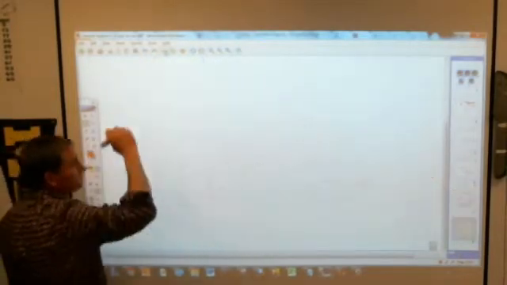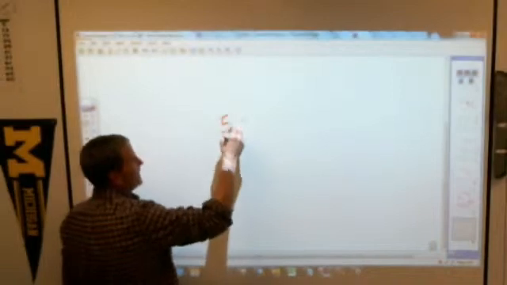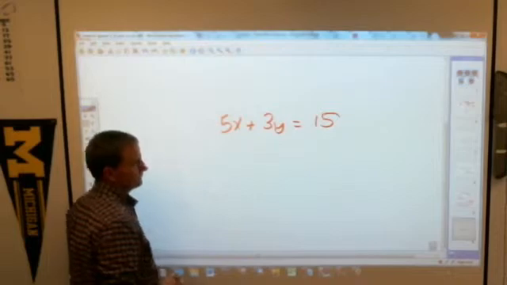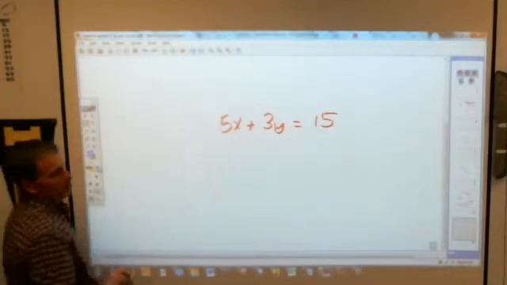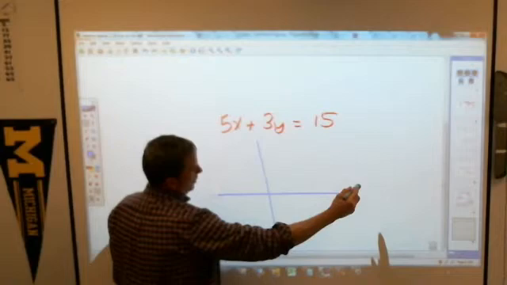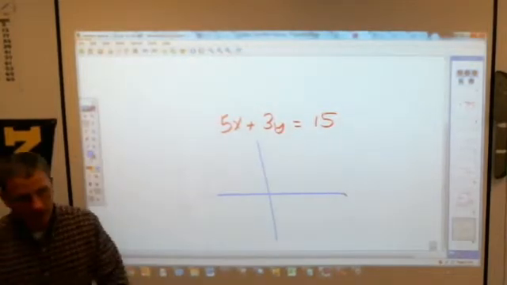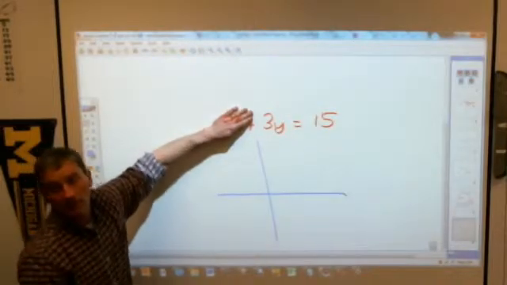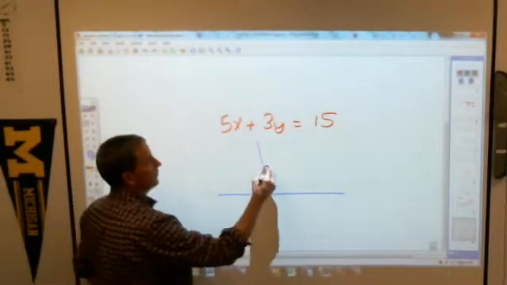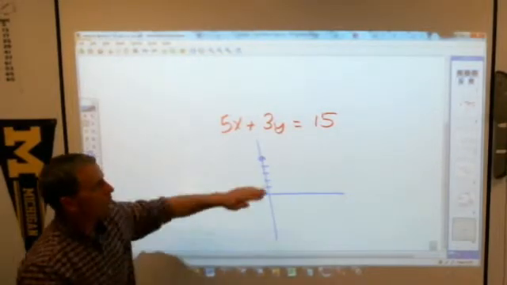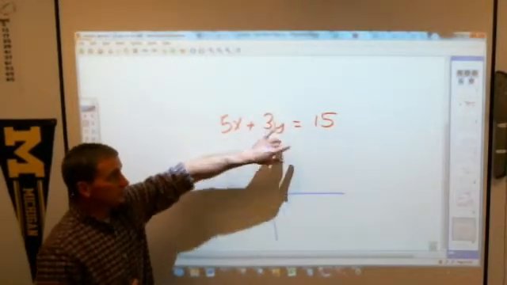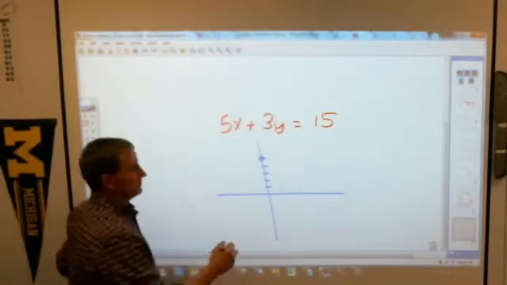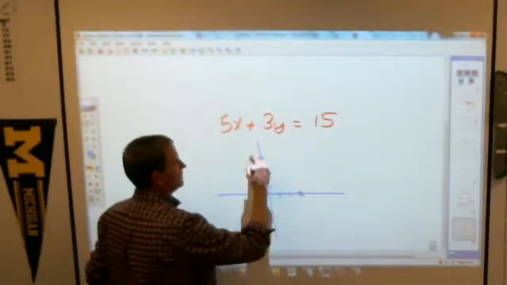So watch how easy this is. Let's say you have 5x plus 3y equals 15. And I ask you to graph it. You write that equation down. All you need to do is this. Cover up the x to find the y. The y-intercept is 5. So here, 1, 2, 3, 4, 5. You put a dot. Cover up the y, because 3 times 0, what you're doing is putting 0 in that. 5x equals 15. X is 3. And then there, 3. You got your line.